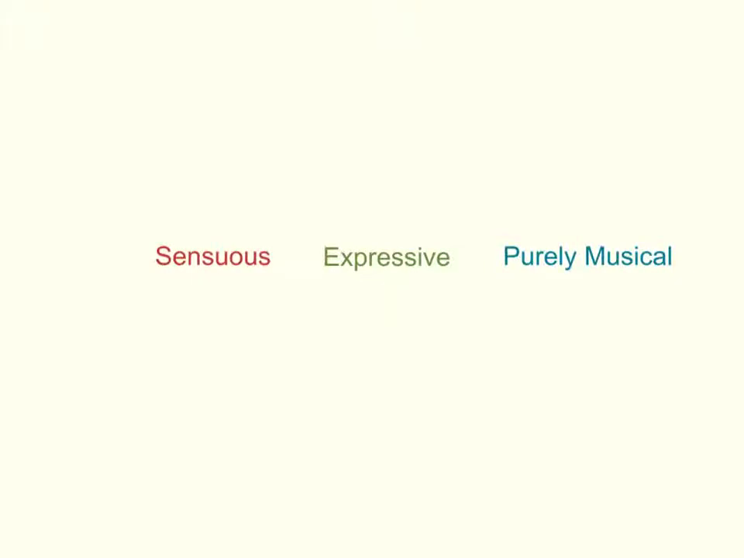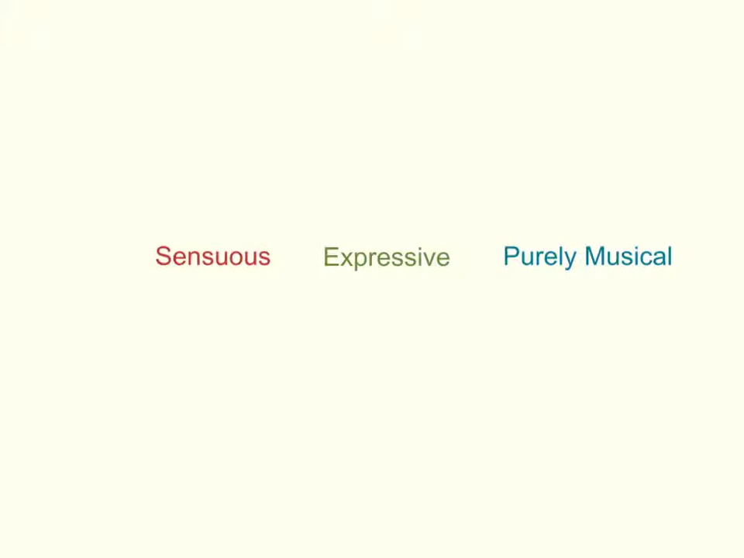Today we're going to learn about 3 different ways that we can listen to music. These 3 ways are listed on your screen. They're sensuous listening, expressive listening, and purely musical listening. These ideas were written down by Aaron Copland in his book, What to Listen For in Music.